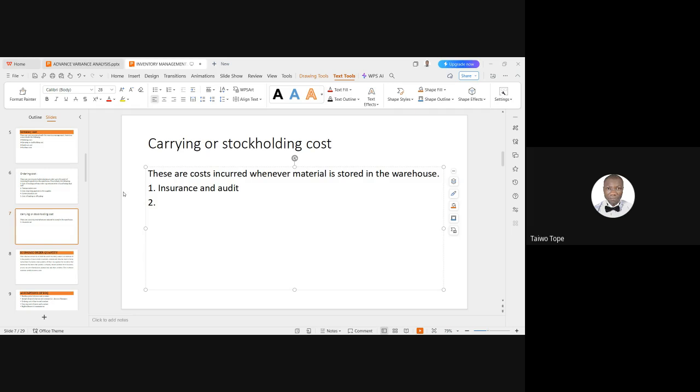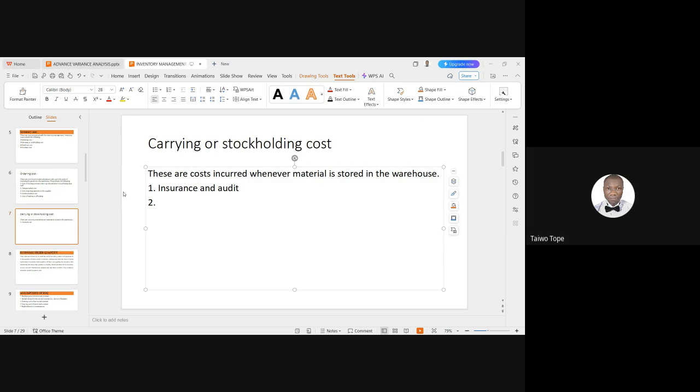And that is why most organizations are now using the just-in-time system. The just-in-time system. As we need the goods, we produce and we sell. We don't keep goods in the warehouse. So as we receive order from the customer, we produce and we dispatch. So instead of having one warehouse to store goods, no. So they work based on just-in-time system. So we can have insurance and audit cost as a form of holding cost.